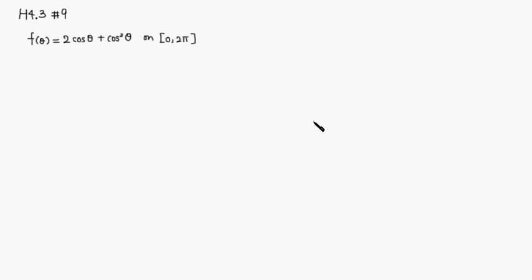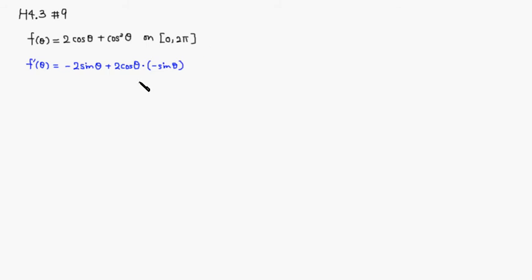Okay, let's go over homework 4.3 number 9, just finding the inflection point. All right, so we need to take the derivative twice. So first derivative, f prime of theta is equal to, so that's going to be negative 2 sine of theta. All right, then general power rule, so it's a 2 in front. You have a cosine of theta, then multiply by derivative of cosine, so it's negative sine of theta.